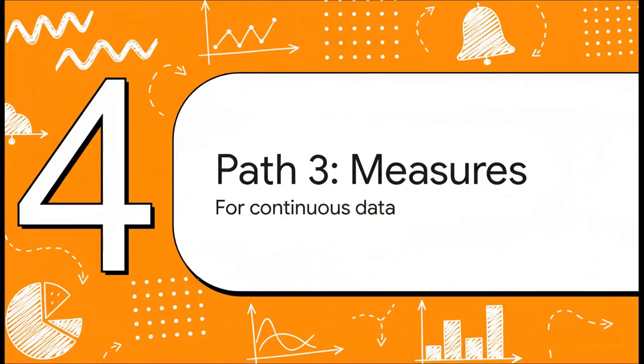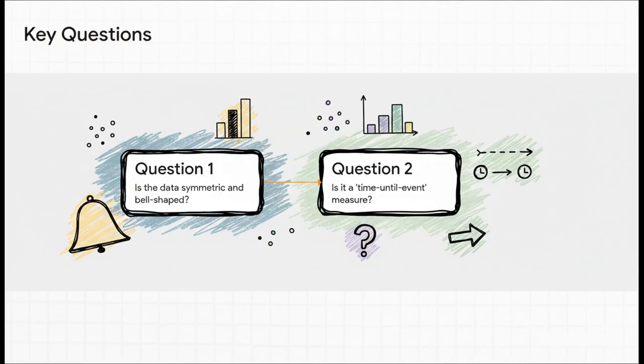Okay, we're on to our third and final path, the world of measuring. This is for all our continuous data, things like time, weight, temperature, distance. Now, this path can feel a bit more complex, but we can definitely simplify it. When you're measuring something, you can usually narrow down your choices by asking two main questions.